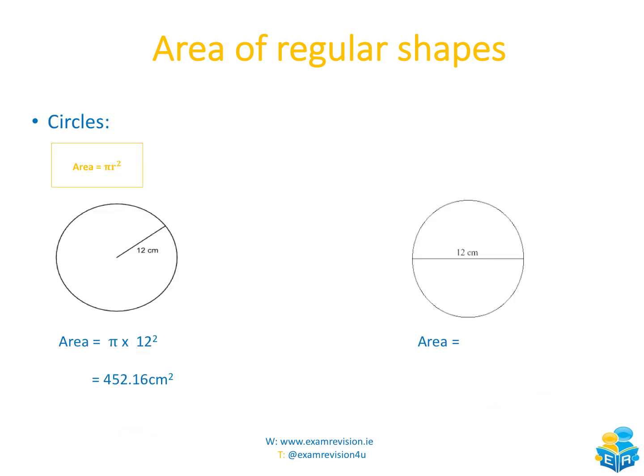Now the final shape we need to know is a circle. And the area of a circle is always found by multiplying pi by the radius squared. Now an approximation for pi is 3.14.